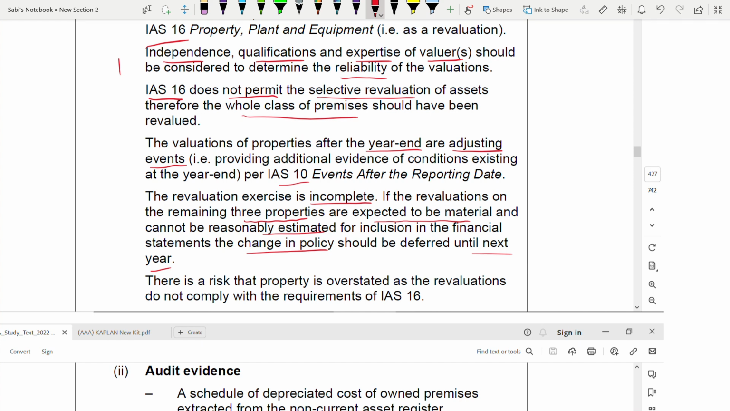You have to change this policy from cost to revaluation next year, do it next year, not this year, because those 3 properties you cannot measure them reliably. That's why.